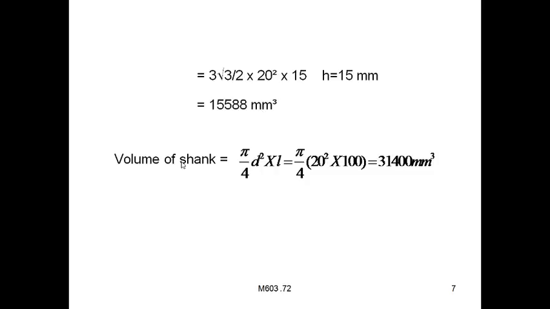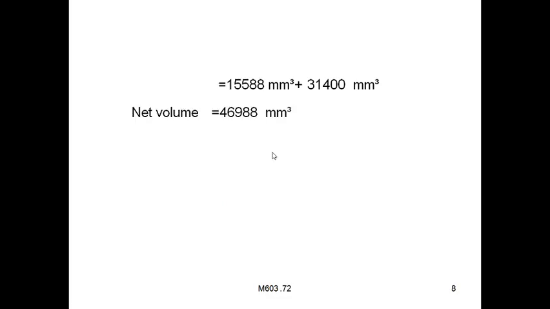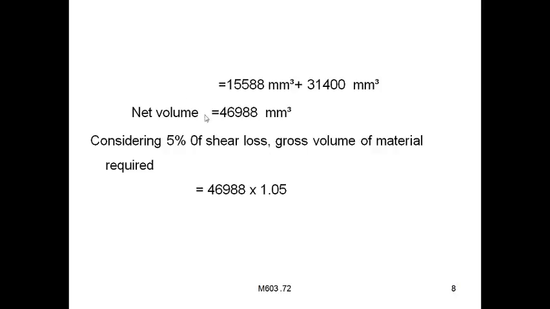So you have obtained the volume of the head. Now you calculate the volume of the shank. It is just like a cylinder. So pi by 4 d square into L. So pi by 4 into 20 square into length 100. You get the net volume of the bolt. So now you have calculated the net volume. You sum up the head as well as the cylinder or the shank portion projected from the head. You will get the net volume.